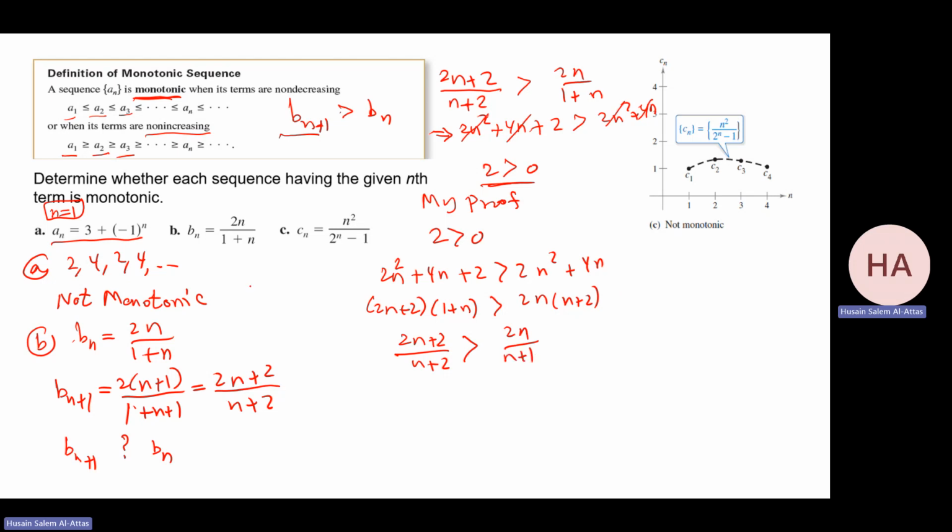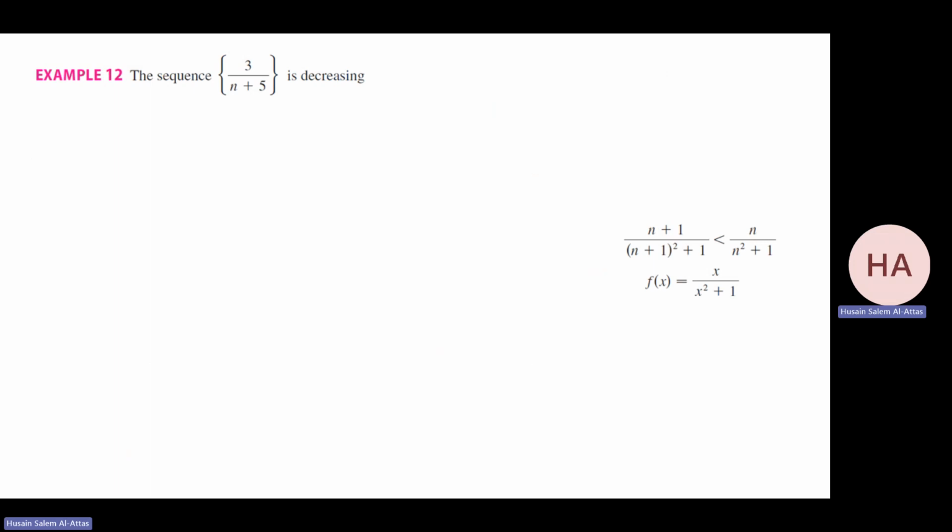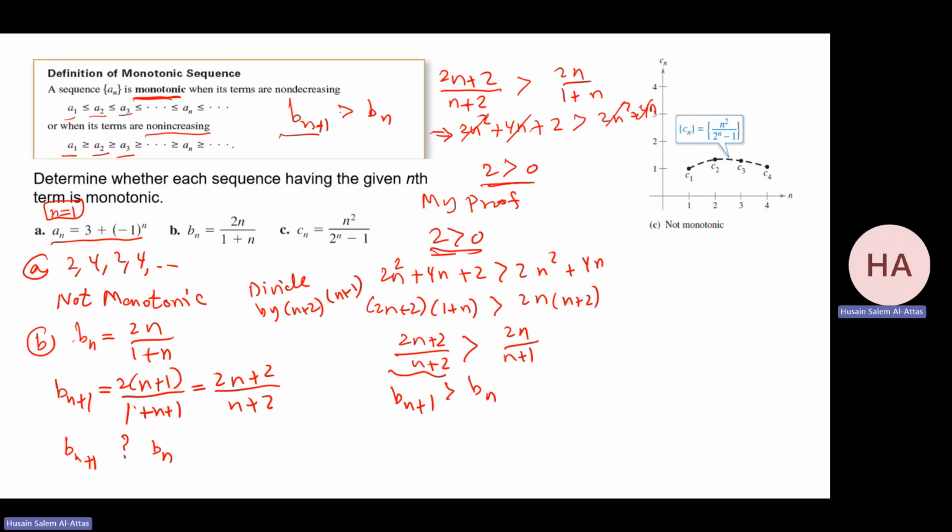Here I divide by n plus 2 and n plus 1. And this is b(n+1). So it's always greater than bn, because 2 is always greater than 0. So I'm doing it backward. That means b(n+1) is always greater than bn, so the sequence bn is increasing. Monotonic.